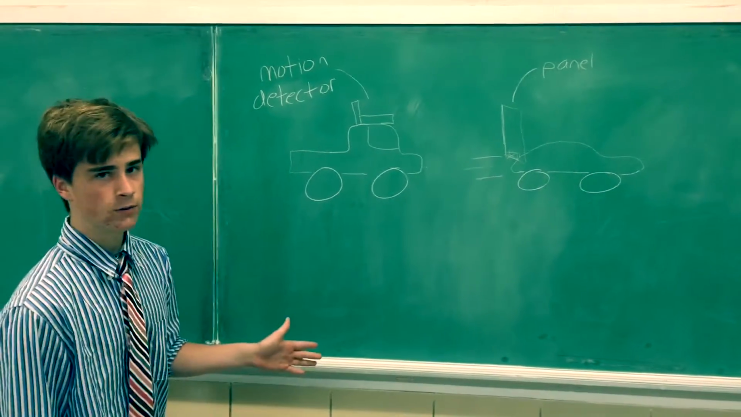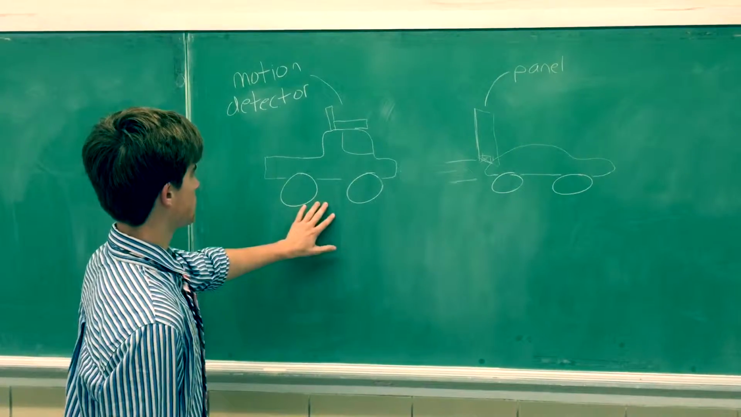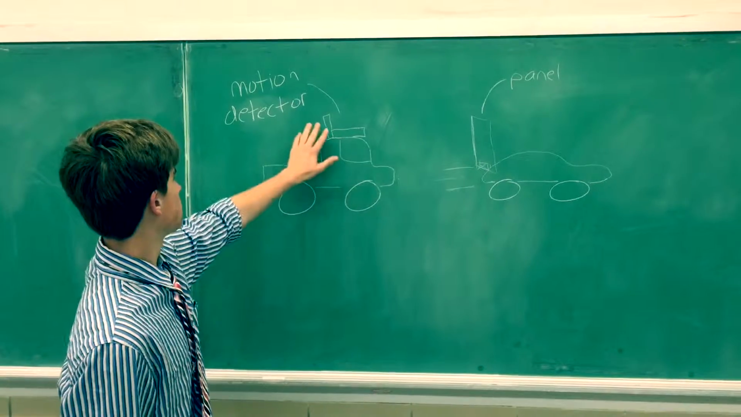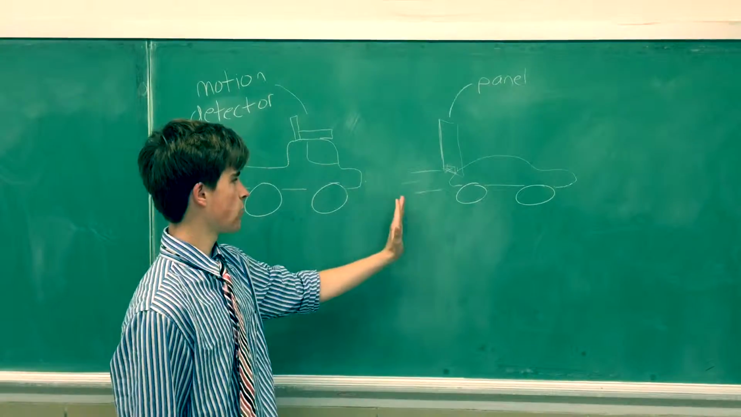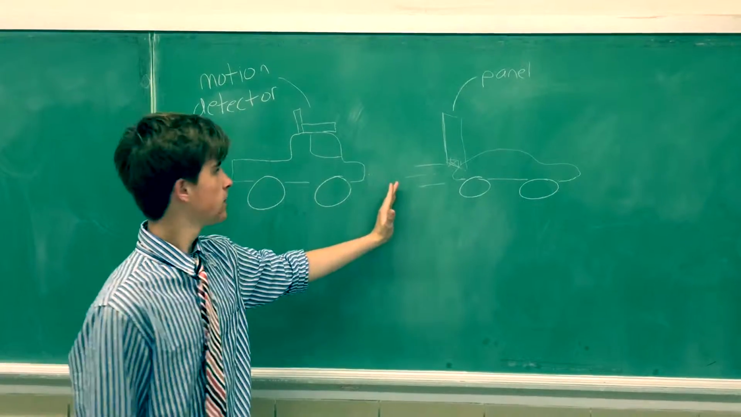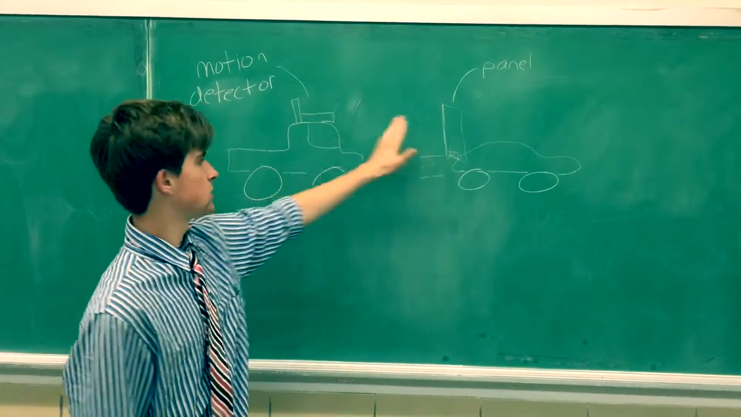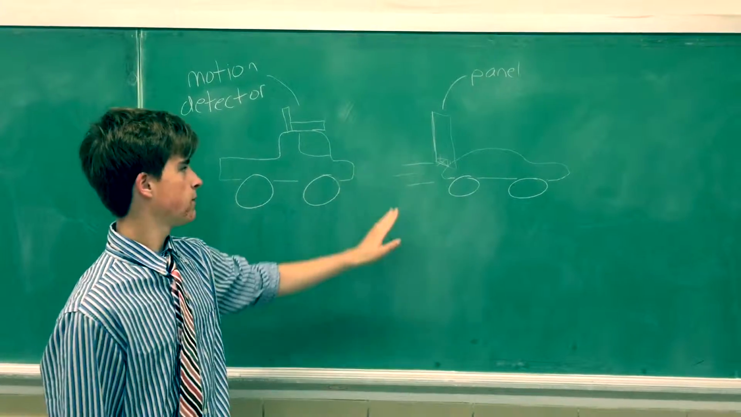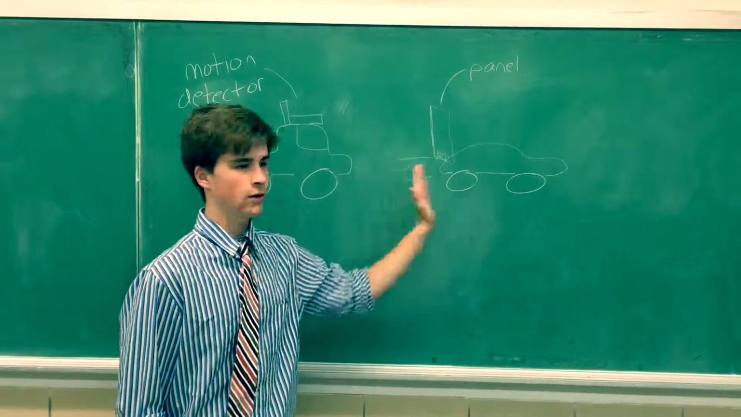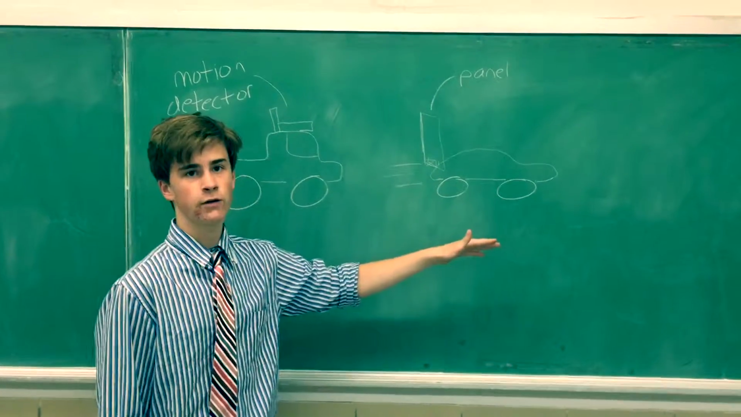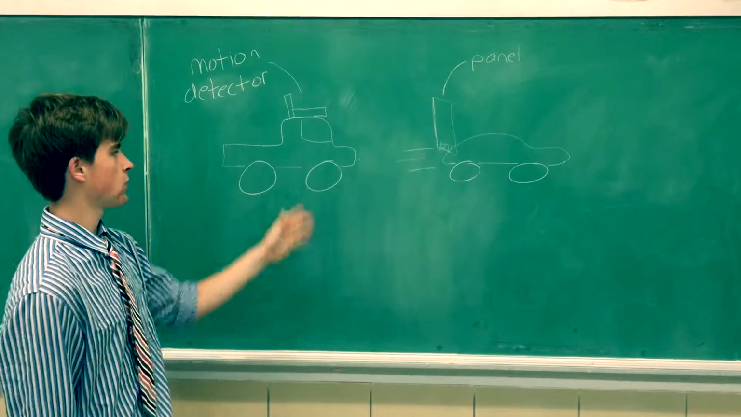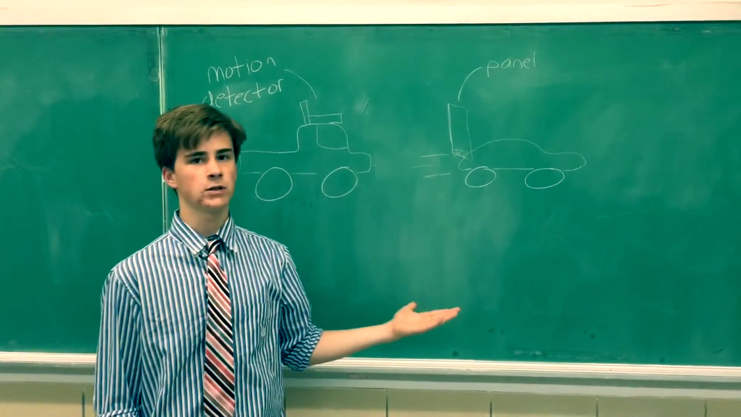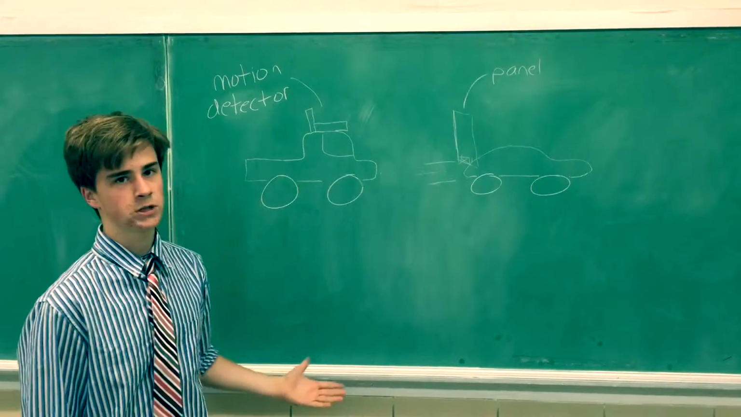The first part of the experiment is we set the monster truck up here, and we set a motion detector on top of it, and we placed the race car directly in front of the monster truck, and we had a pen on the back for the motion detector to read off of. We then had the race car just take off, and we measured how fast the race car was going relative to the truck, which is the same thing as relative to the ground because the truck wasn't moving.